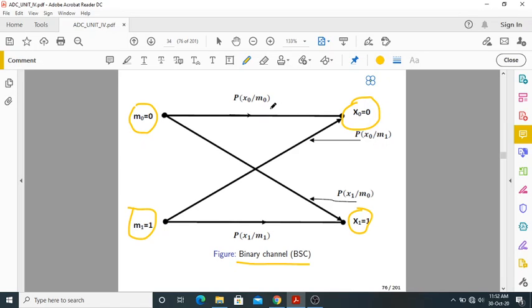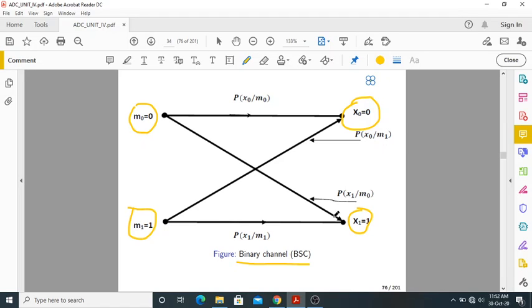Now here you can take 4 probabilities. What are they? Probability of x0 given m0. What do you mean by this? Probability that x0 is received when m0 is transmitted. Next, you are receiving x0 but transmitting m1. That is the probability that x0 is received given m1 is transmitted. This is one more probability.